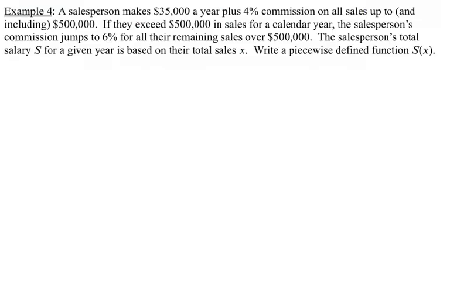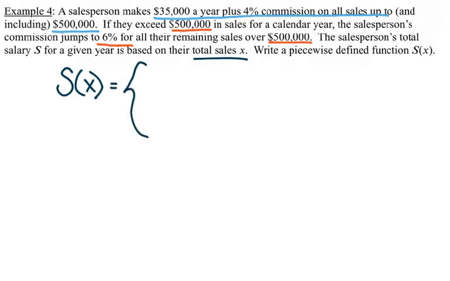Example 4. This is our last one. A salesperson makes $35,000 a year plus a 4% commission on all sales up to and including $500,000. If they exceed $500,000 in sales, the salesperson's commission jumps to 6% for all the remaining sales over $500,000. The salesperson's total salary, S, is given on a yearly basis where X represents total sales. So this is what it's going to be called. I want you to see if you can come up with the piecewise function. Try this in 1, 2, 3.